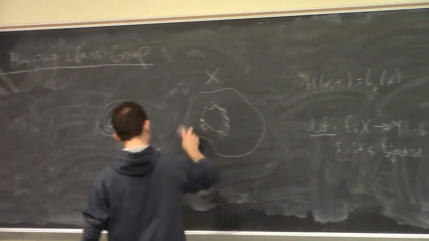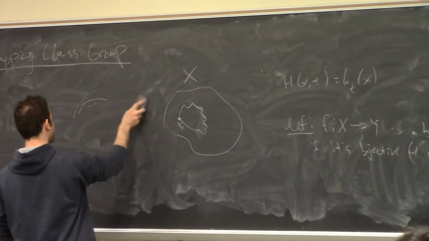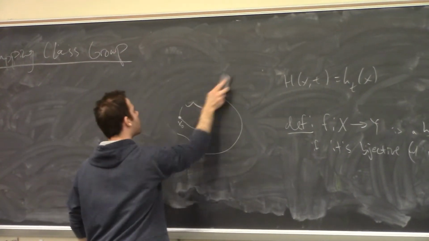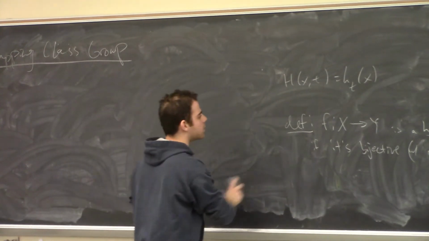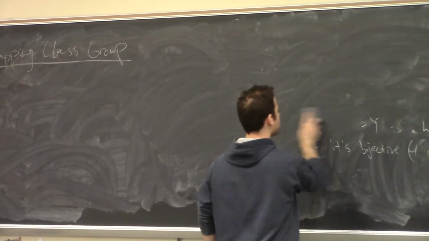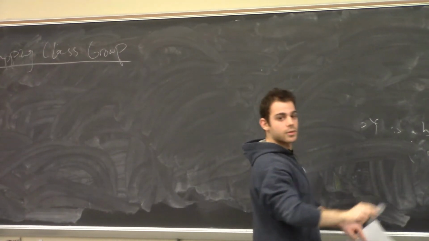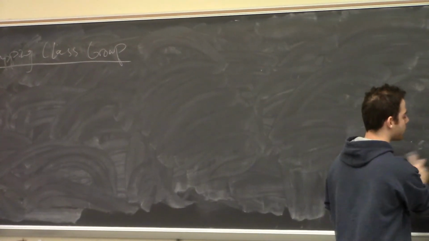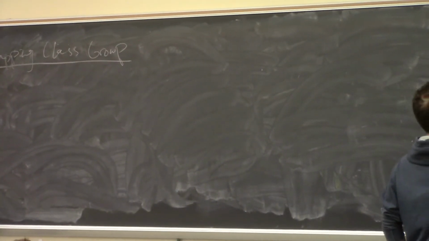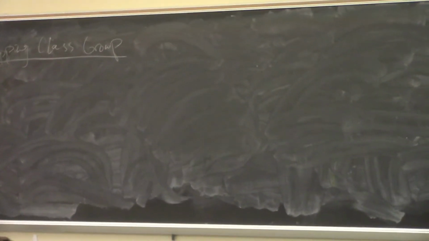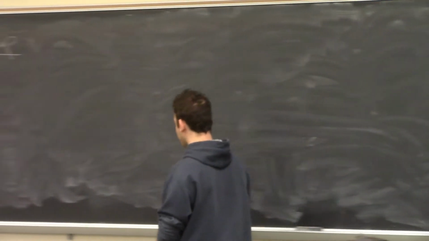But okay, now we can actually define what the mapping class group is, which is great because it lends itself to a lot of pictures, which I hope people are okay with my artistic skill so far. These are like the most pictures I've drawn in a long time. So okay. Do you have a question?